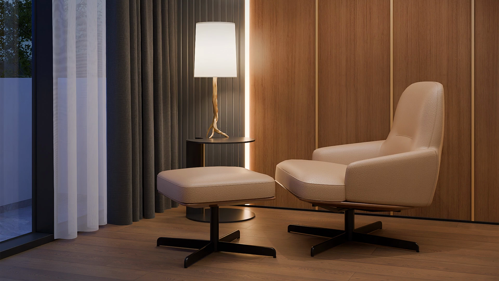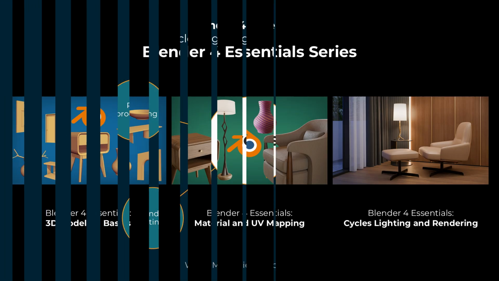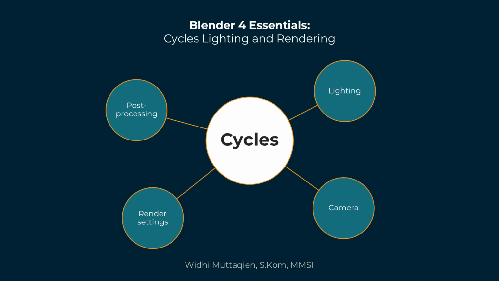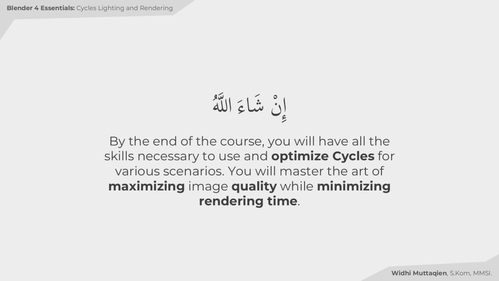This course is the third part of the Blender 3D version 4 Essential series. In this course, you will learn all aspects related to Cycles rendering engine, including lighting, camera, render settings, and post-processing. Essentially, everything that you need to create stunning images using Blender. I have carefully crafted the curriculum so that students can gain the skills gradually with no friction at all. After this course, inshallah, you will be able to optimize Cycles for different scenarios, maximizing the image quality while at the same time minimizing the rendering time.